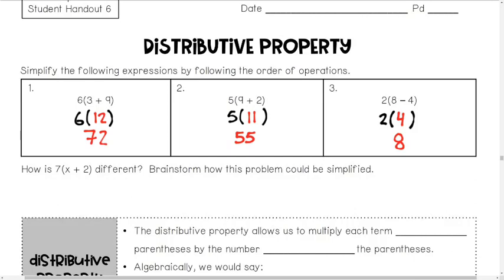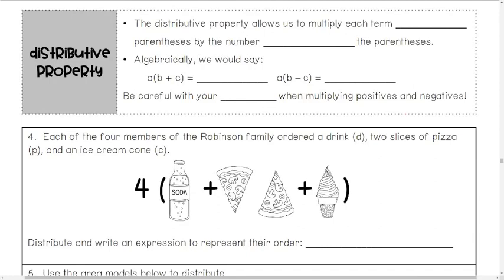Alright, so now that you've taken a look at that, go ahead and start with this distributive property. The distributive property allows us to multiply each term inside the parentheses by a number outside the parentheses. Algebraically, we would write it like this. So we would have right here a times parentheses b plus c.